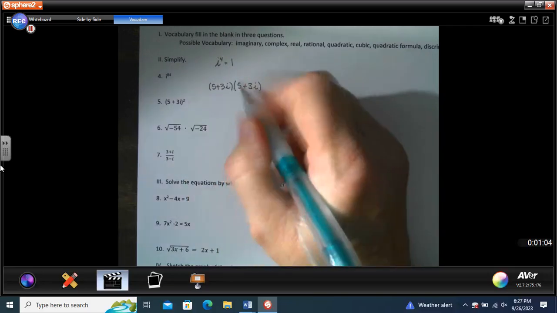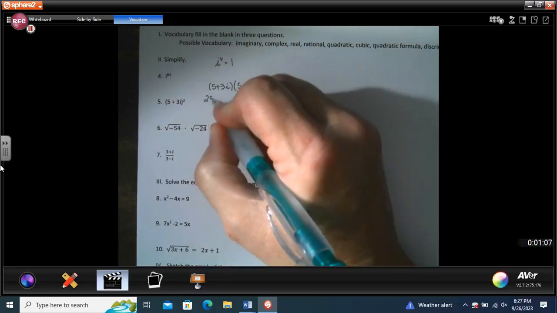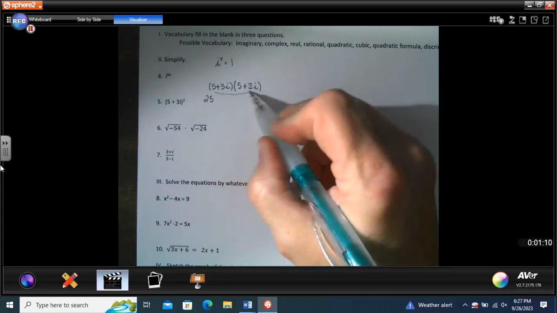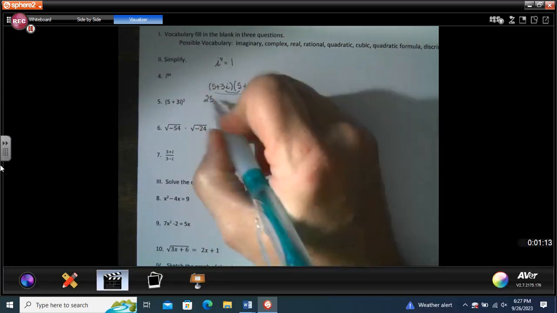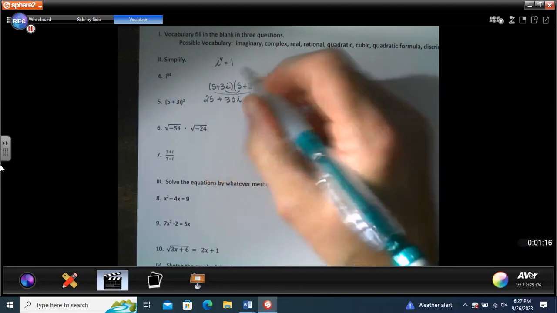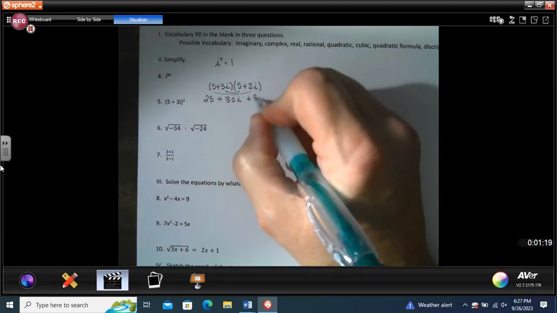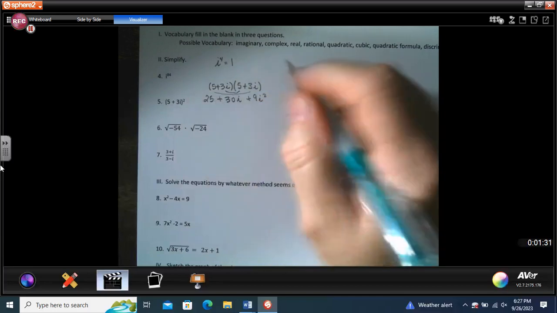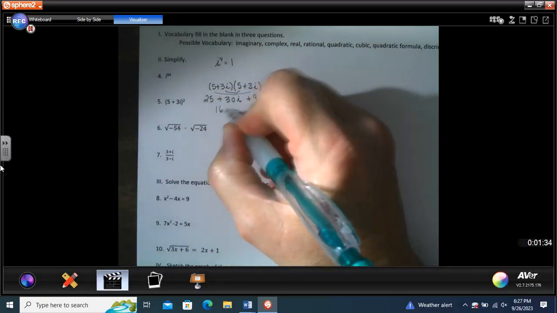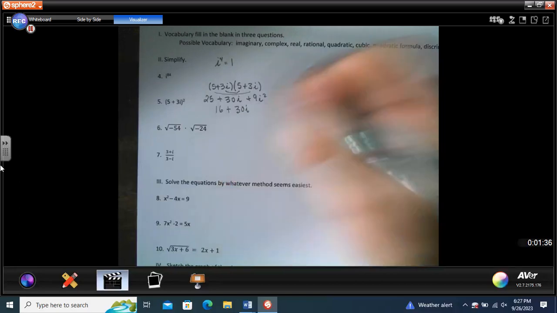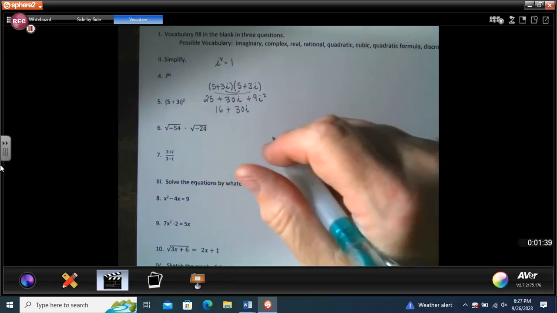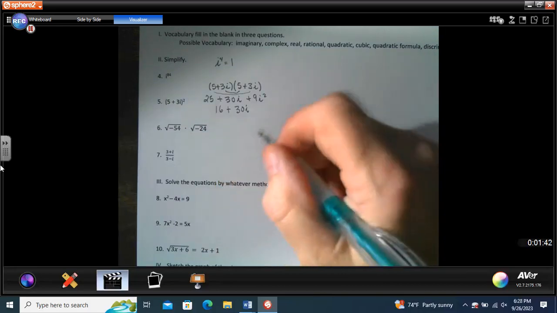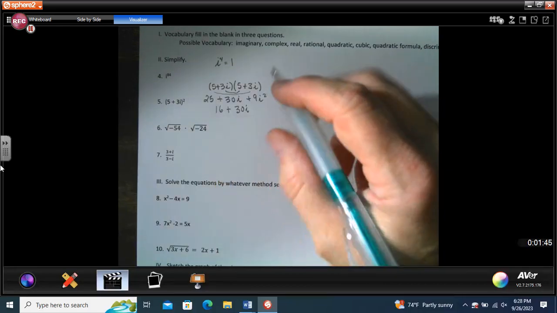Okay, so we multiply this out, we get 25, then plus 15i, plus 15i would be plus 30i, and then plus 9i squared. And 9i squared is -9, and 25 plus -9 is 16. So our answer here is 16 plus 30i. And remember that it has to be in that order. If you write 30i plus 16, it's technically going to be incorrect.